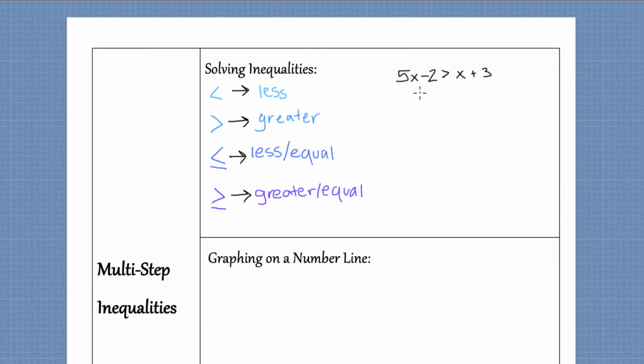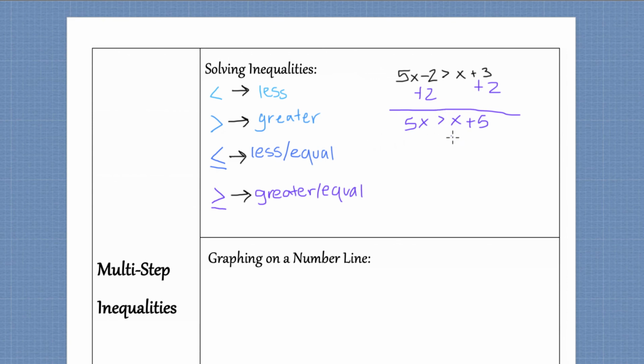So to solve an equation, remember, first we have to get all of the variable terms alone and all of the constant terms alone. So I'm going to do the same here, and I'm going to add 2 on this side, and I'm going to add 2 to this side to get the constants on one side. And so 5x minus 2 plus 2 cancel each other out, which leaves us with 5x, which is greater than x plus 3 plus 2, which is going to give us x plus 5.